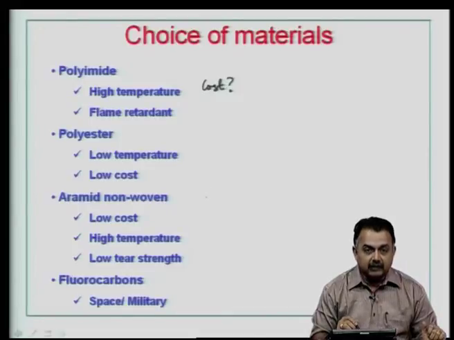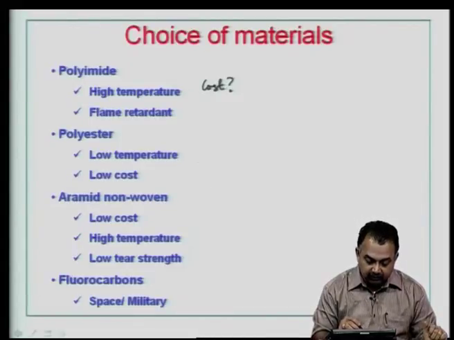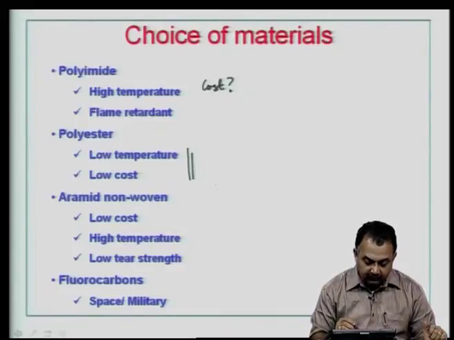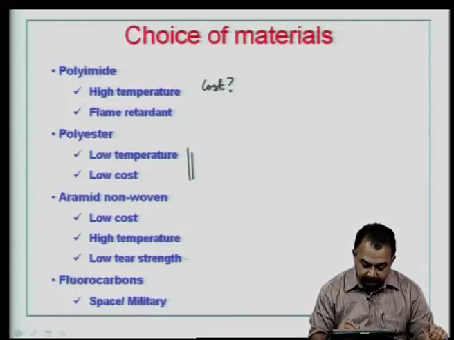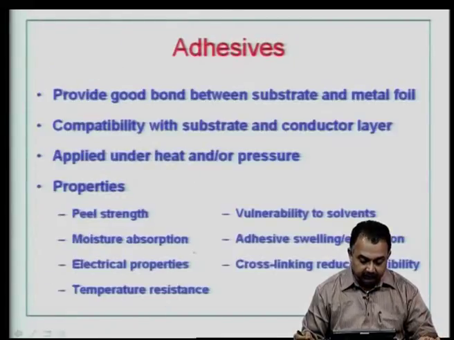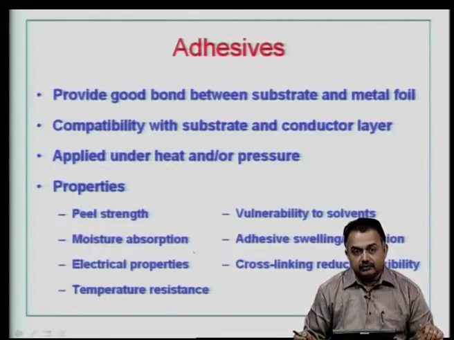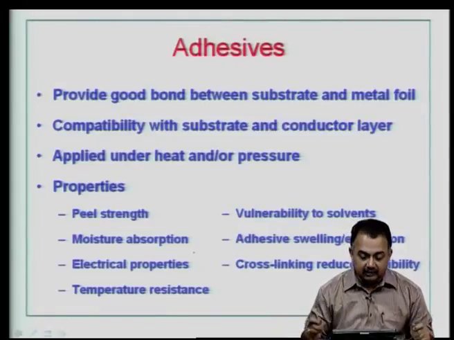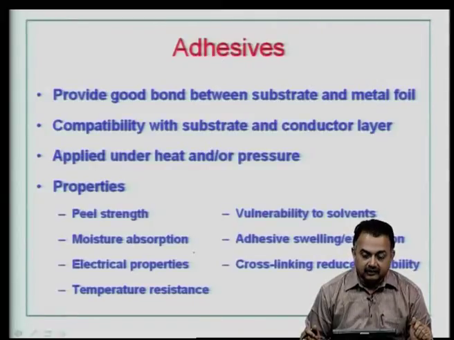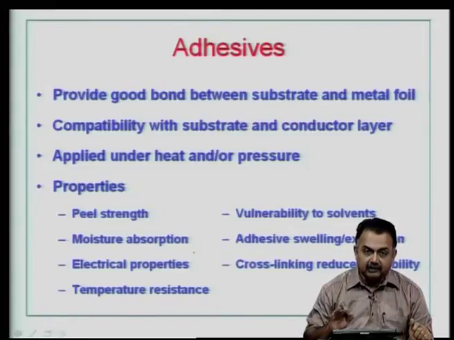Then polyesters are widely used in flex circuits, low temperature, low cost. Aramid non-woven structures, low cost, high temperature, low tear strength. Fluorocarbons ideally used for space and military. Adhesives are used to provide a good bond between the substrate and the metal foil, the dielectric and the metal foil. Compatibility should be there with the substrate and the conductor layer. It is applied under heat and pressure, so it should bond well.